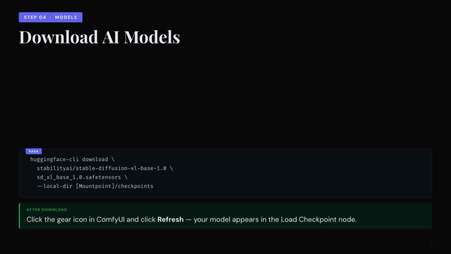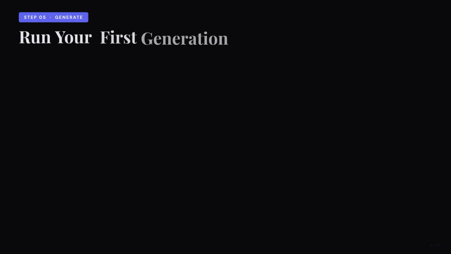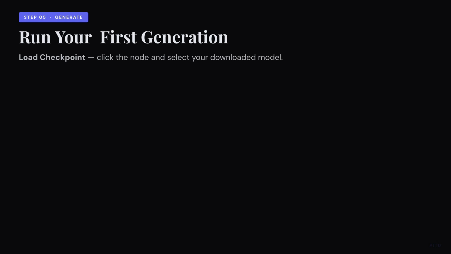After downloading, click the gear icon in ComfyUI and click refresh. Your model will appear in the load checkpoint node dropdown. Now generate your first image. The default workflow is already loaded on the canvas when you open ComfyUI.